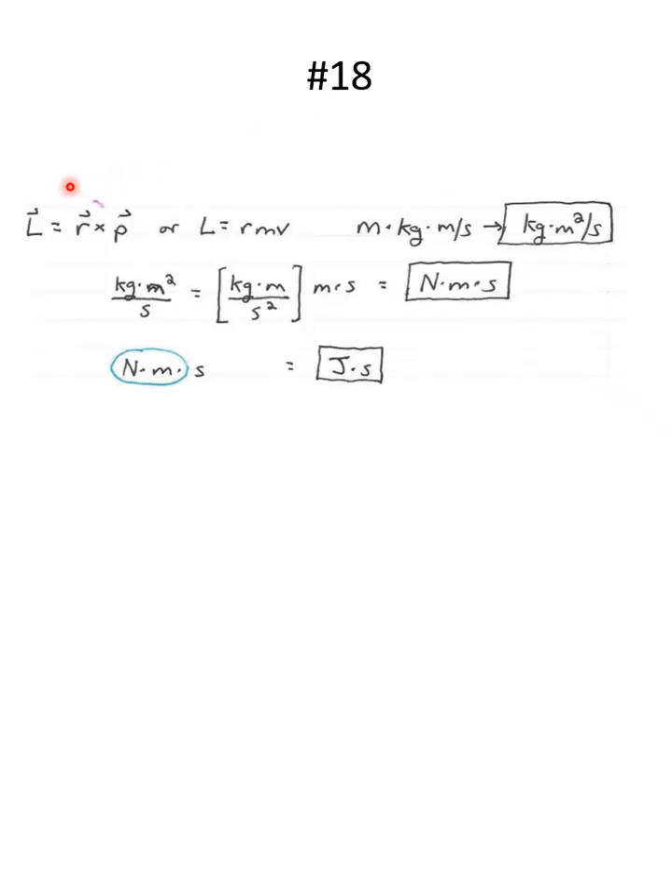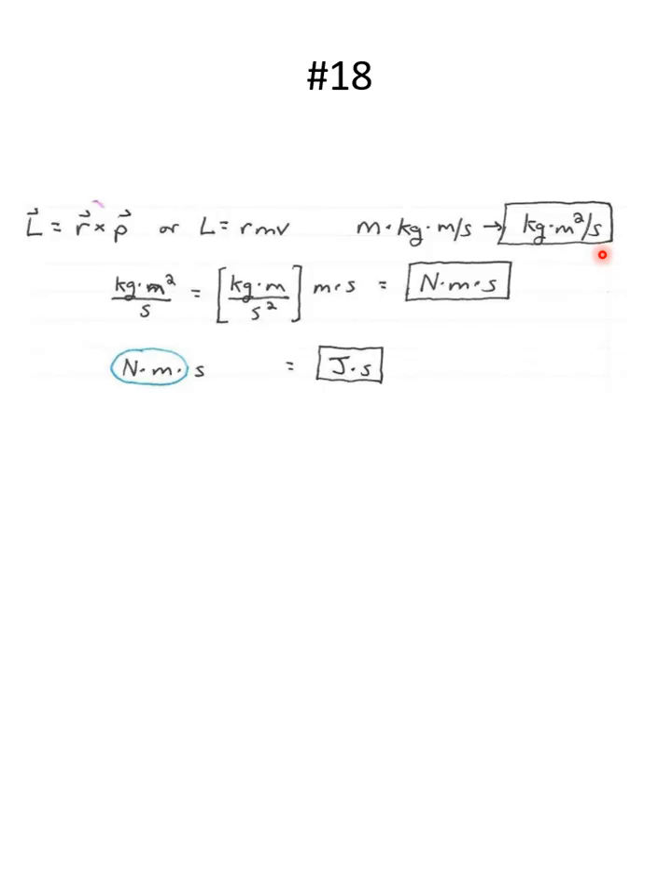So angular momentum, you can think of it as r cross linear momentum, or r times m times v, which comes from that. And think of the dimensions there. r is meters, mass is kilograms, v is meters per second, so throw them all together, and we get kilograms meters squared per second.